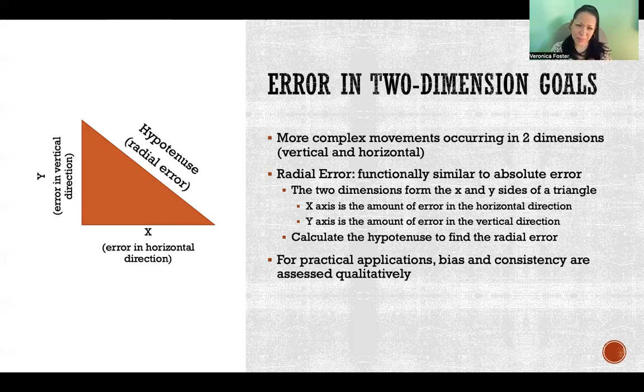And this is where we get into a slight amount of trigonometry. But you would put the error in one direction on the x-axis, and the error in the other direction on the y-axis. And then you would calculate the hypotenuse, and that is your radial error. So radial error is functionally similar to absolute error. So it tells you the amount of error, the difference between the goal and the actual, but in this case, taking into consideration two different characteristics or complexities of the movement instead of only one.